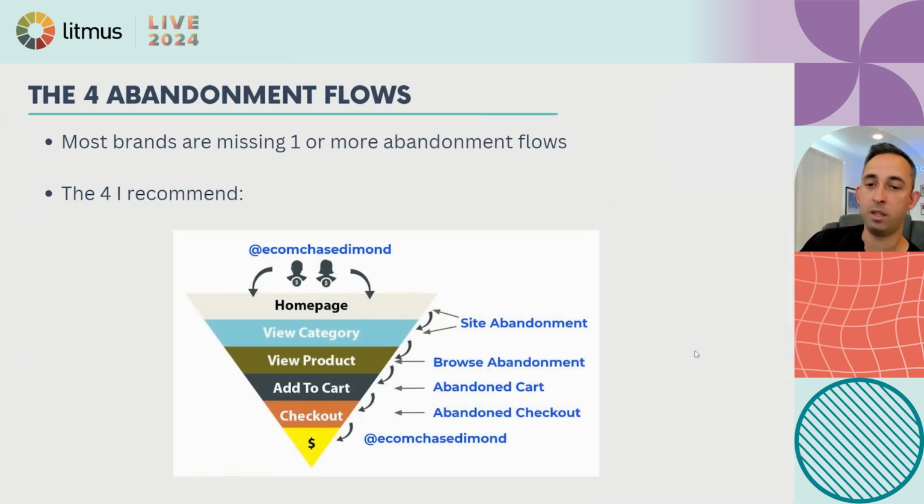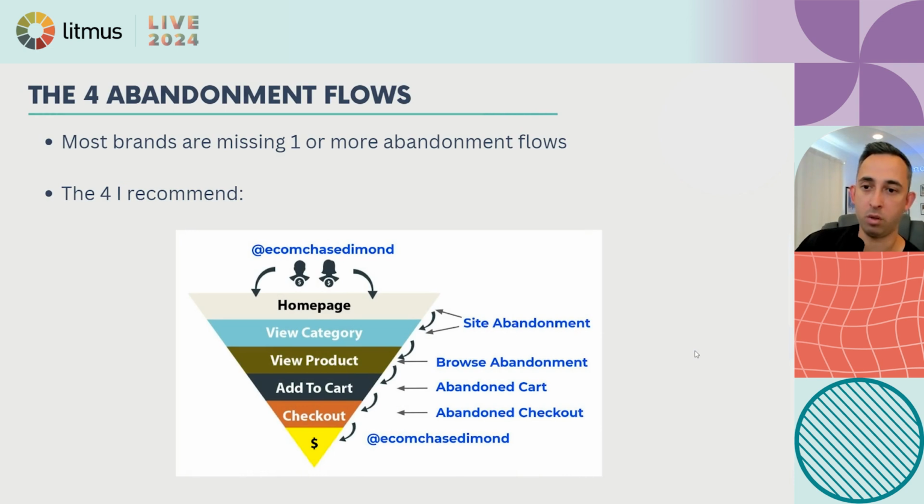So the next one is what's called the 4 abandonment flows. And most brands, I'd say, are missing one or more of these. We're working with about 100-something e-commerce brands. All of our clients do between 7 to 9 figures in annual revenue. And with those, and other people that we audit, people are typically missing at least one or more of these.